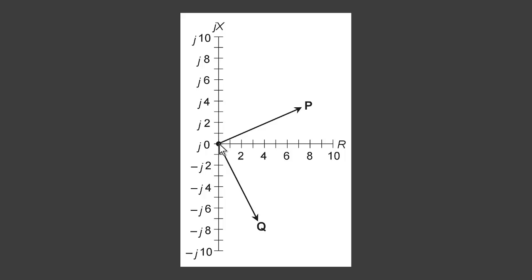But we're being asked here, what does vector P represent? Well, it represents a certain amount of resistance, looks like about 7 ohms here, and a certain amount of inductive reactance, looks like about J3.5, something like that. So the correct choice for this question is B. It represents inductive reactance combined with resistance.